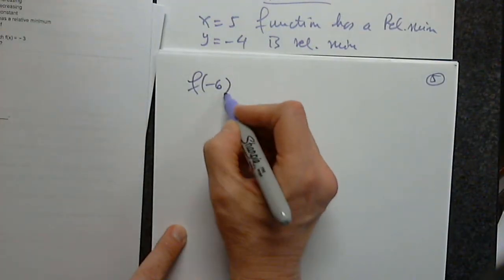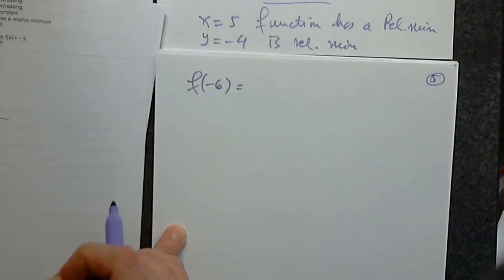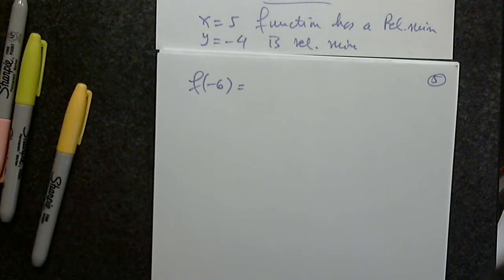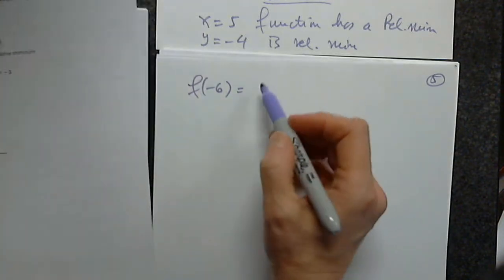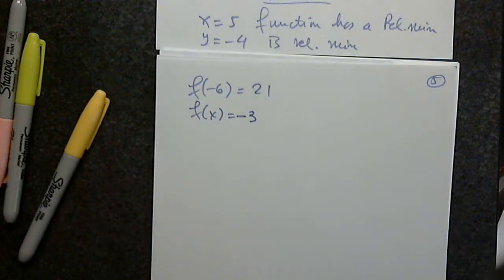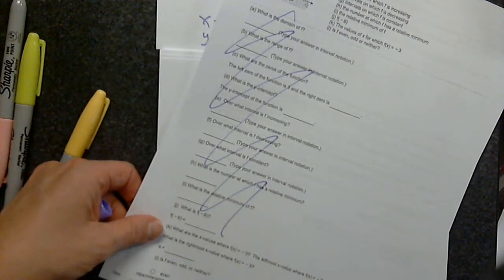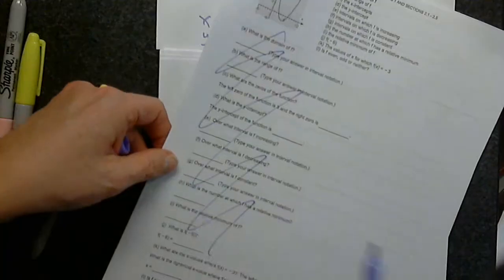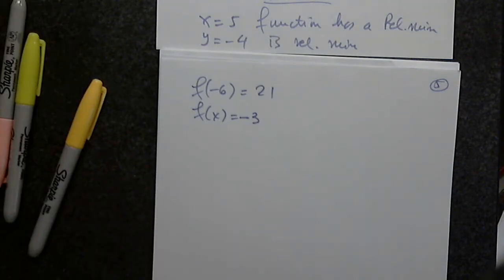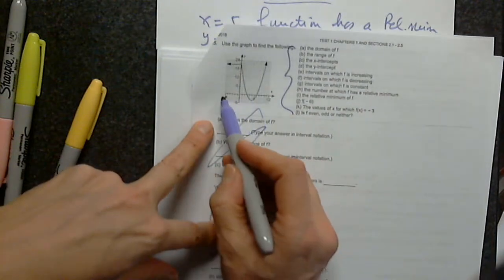Find f of negative 6. F of negative 6 is? I think it is negative f of negative 6. Oh, yeah, it's 21. Okay. F of x equals negative 3. Do not look at any of this, because you're not going to have those questions like that. So they're helping here with some answers, right? Because once you put in an answer, they have to be able to check it. So we're only looking at this. So f of x equals negative 3. What do you do? You draw a horizontal line at negative 3, and you read the x values. What are they?